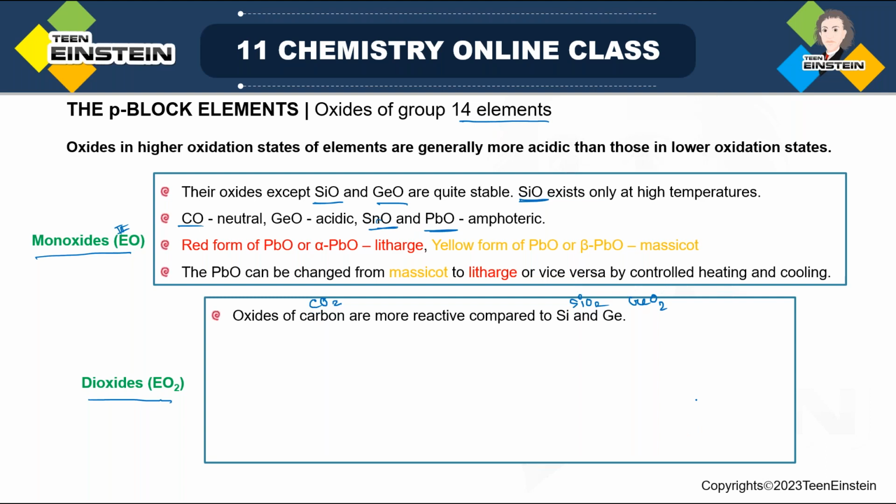amphoteric. GeO is acidic. Now when you are moving down the group, gradually it becomes amphoteric. And SiO is not mentioned here because, as we have seen, it exists only at high temperature.